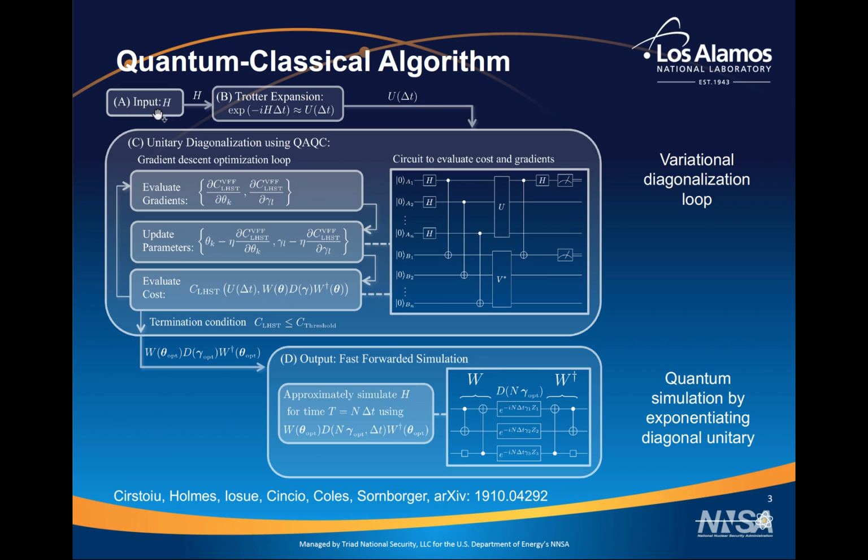Our algorithm looks like this. We have an input Hamiltonian. We form a unitary and trotterize it. The trotterized unitary is what we're trying to find. And the way the compilation works is we take our parametrized diagonalization and try to match it to the trotterized unitary. We do that using gradient descent, and that's done using what we call a local Hilbert-Schmidt test quantum circuit. This circuit can be used to evaluate the cost as well as the gradients.